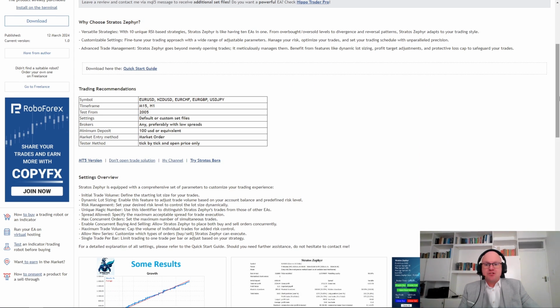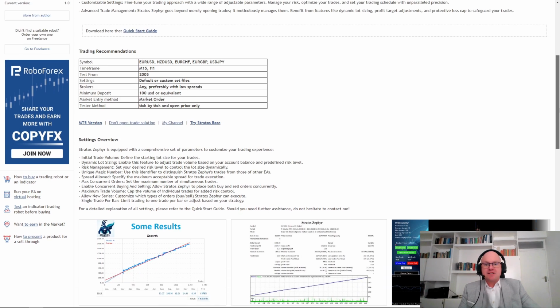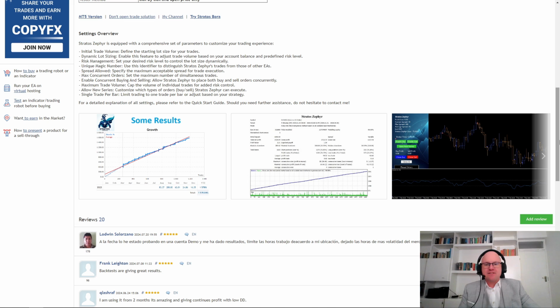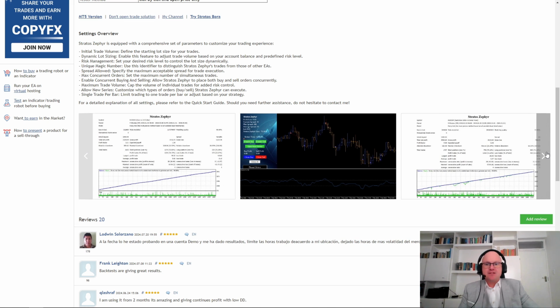So if we take a look at some of the general settings, we have the option of either using dynamic lot sizing with a risk management number, or we can use a fixed lot sizing, all determined by our own trading requirements. It also has a spread filter built in and a days of the week option, meaning we can set it up to avoid high impact news events. The author also provides us with a few images of different backtests to show us what type of results he was able to generate using different settings and parameters.